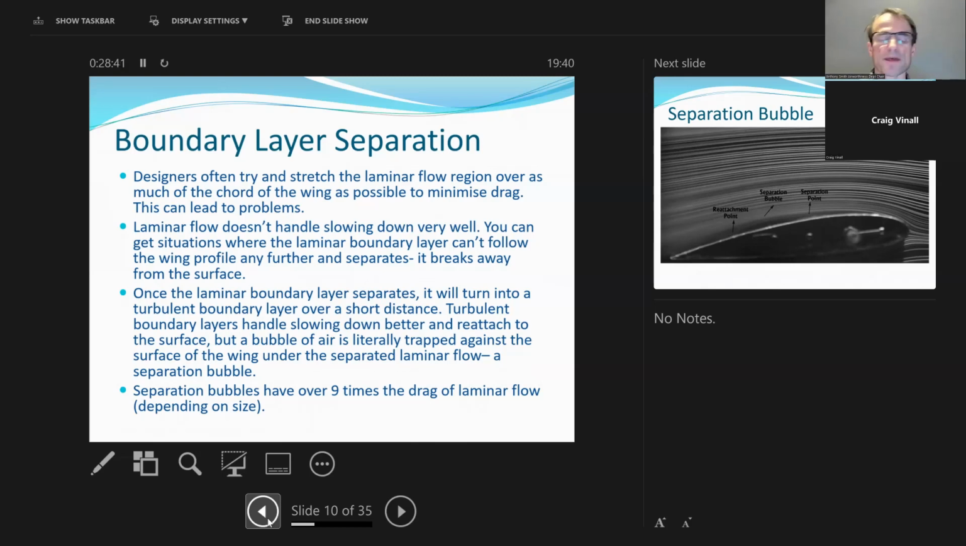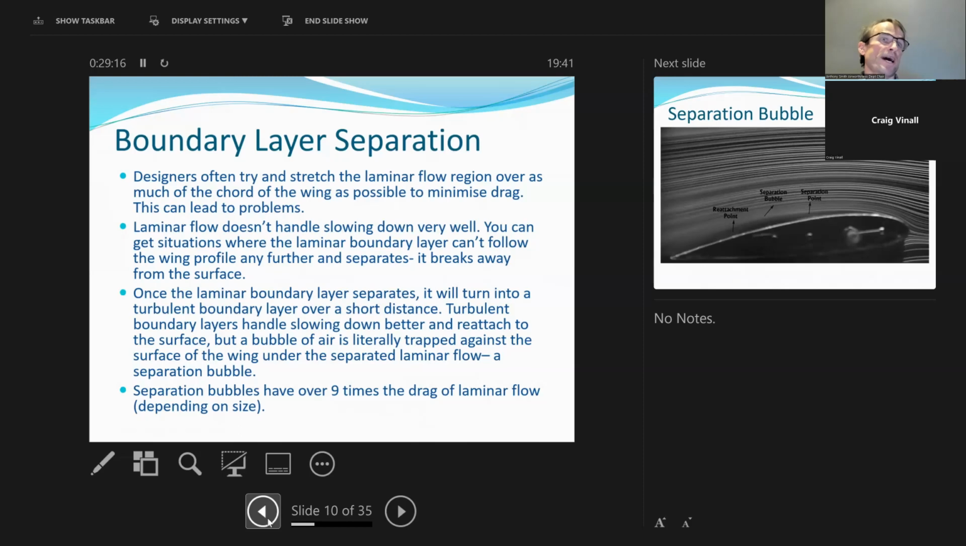When it does form that bubble, the laminar flow going over the top of the bubble will transition to turbulent flow. The turbulent flow, because it's exchanging low-speed air for high-speed air throughout its depth, is able to handle that slowing down process a whole lot better and reattach and follow the surface again. But in that little area where the laminar flow has detached and then reattached, you've got a little trapped pocket of air, a laminar separation bubble, trapped against the wing.